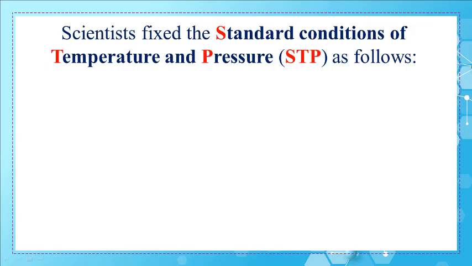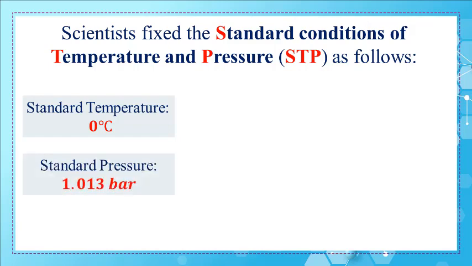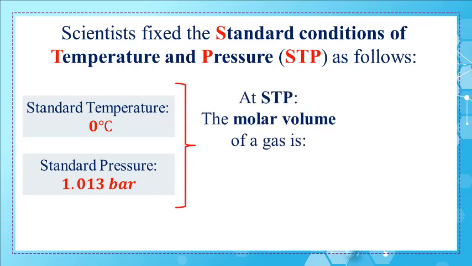Scientists fixed the standard conditions of temperature and pressure, STP, as follows. The standard temperature is 0 degrees Celsius. However, the standard pressure is 1.013 bars. At these conditions, the molar volume of a gas is 22.4 liter per mole.